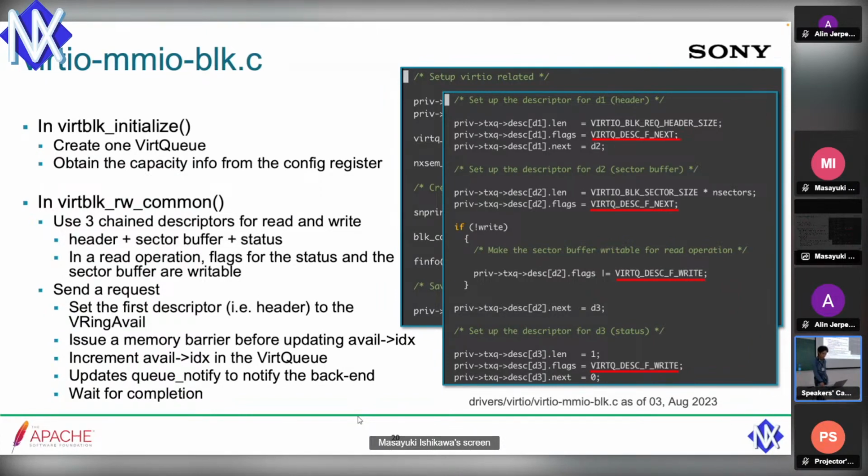and issues a memory barrier before updating the avail index, and then increments the avail index in the VirtQ and updates our Q notify to notify the backend, and finally waits for completion.